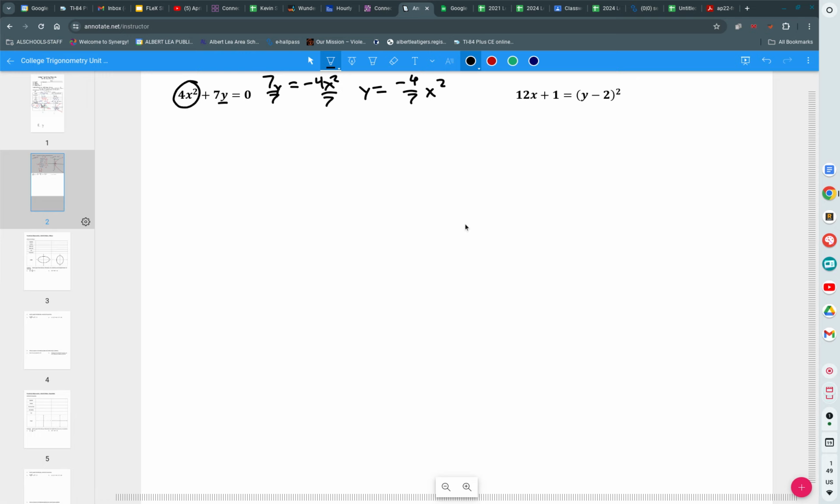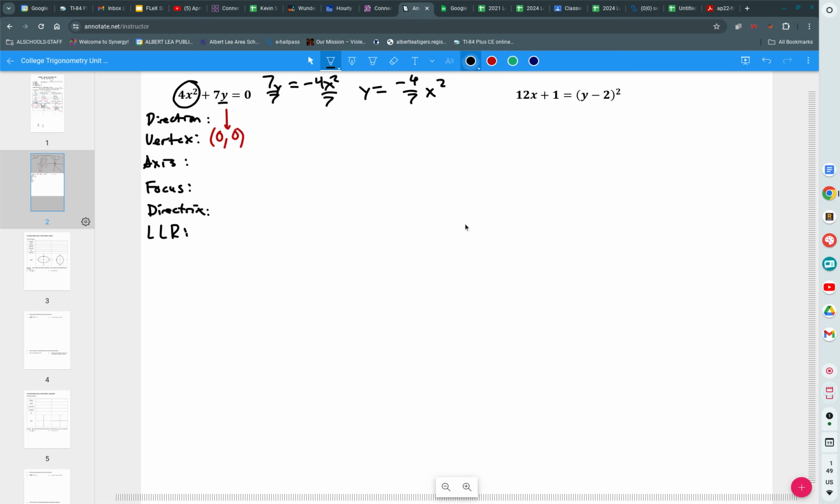Okay, we have our direction. We have our vertex. We have our axis of symmetry. We have our focus, our directrix, and the length of our latus rectum. Direction we've already established is down. The vertex is located at 0, 0.